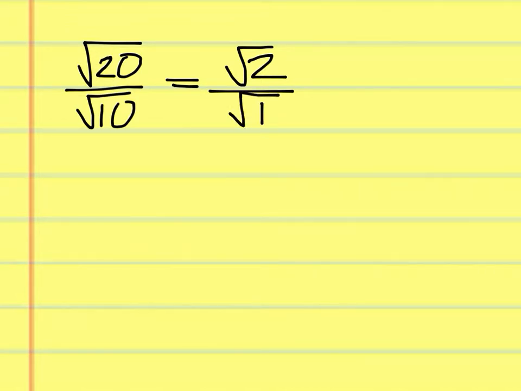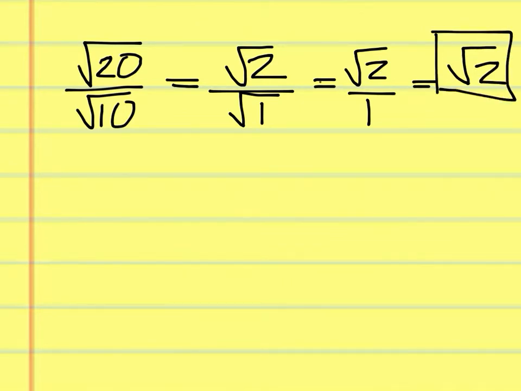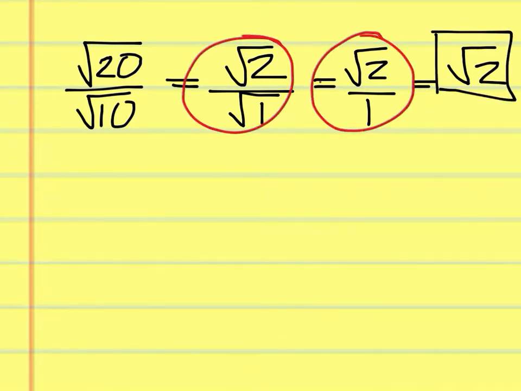But what's the square root of 1? 1. And you don't need to have the 1 on the bottom, so the answer is simply square root of 2. And in fact, this is unnecessary even to write. You should be able to look at this after a while and know that's just going to be the square root of 2 on the top.